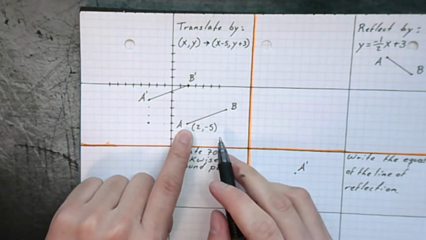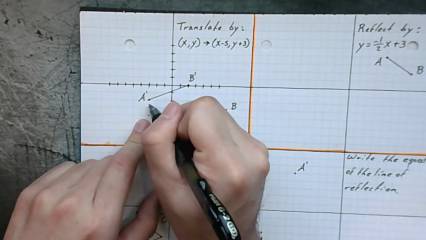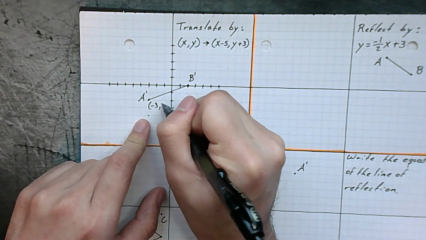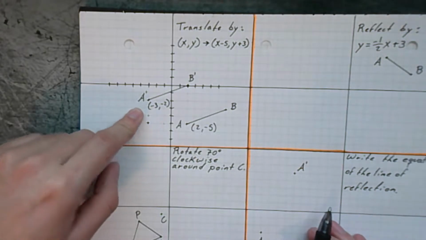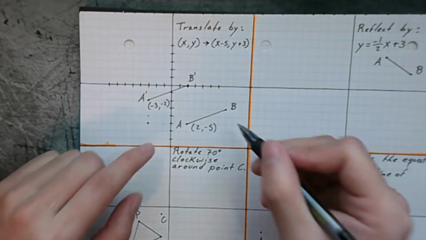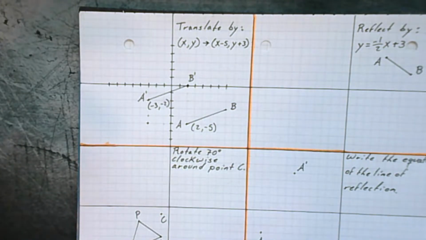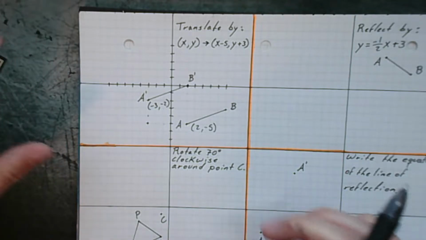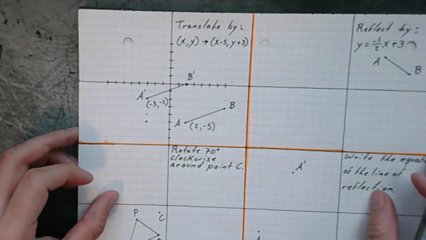This is the original coordinate of A. The new coordinate of A is now 3 units left, so it's minus 3, comma, and 2 units down, minus 2. So this is the new coordinate of A. Same thing would be with B. The problems may ask you to write the coordinates. They may not necessarily ask you to graph it. All right, that's the translation.